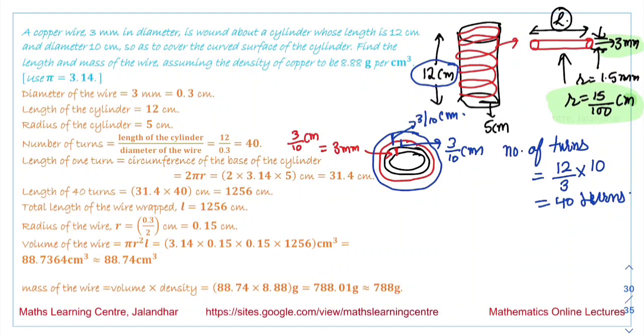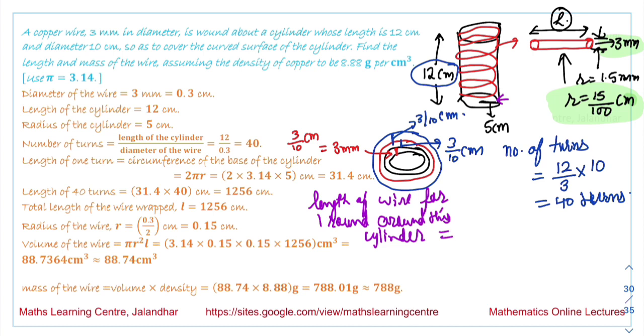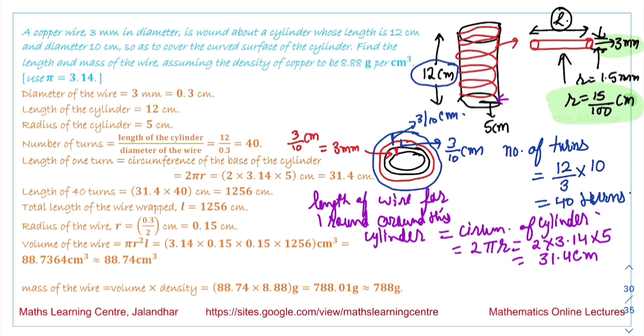Now when we are talking about one round, it will be equal to the circumference. The length of wire for one round around this cylinder is equal to the circumference of the cylinder, and the circumference of this cylinder is 2 pi r, and the value we will get is 2 into 3.14 into radius of this cylinder, which is 5. So the answer we will get is 31.4 centimeters.